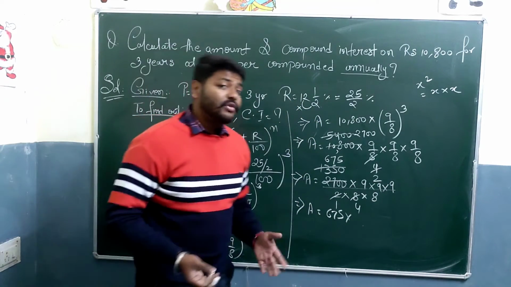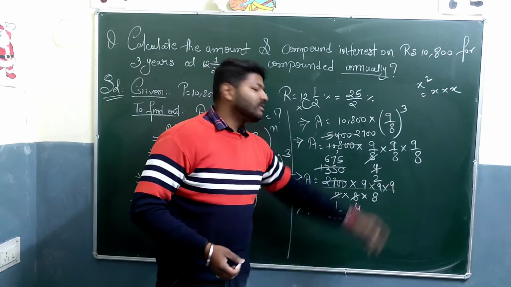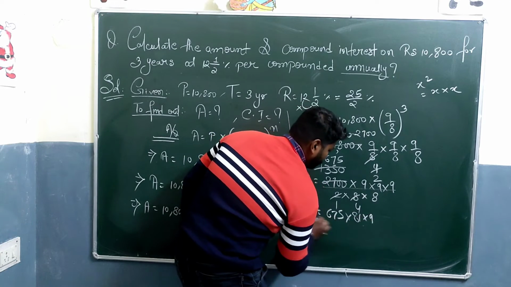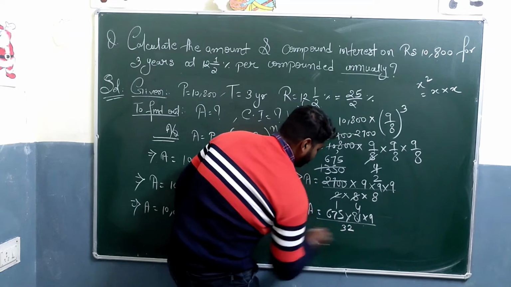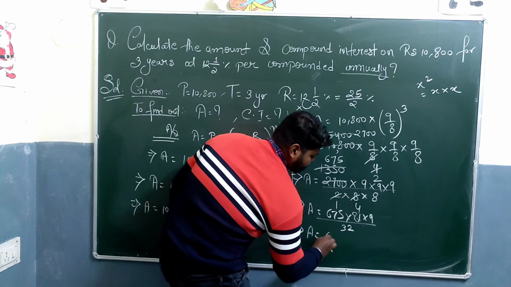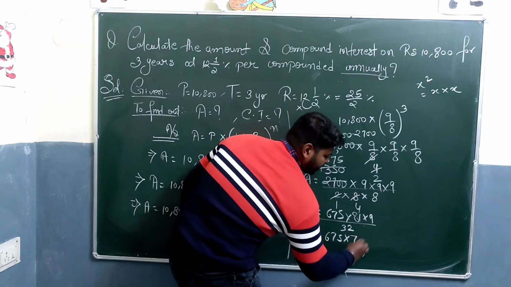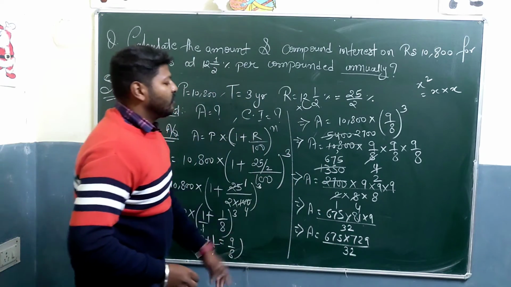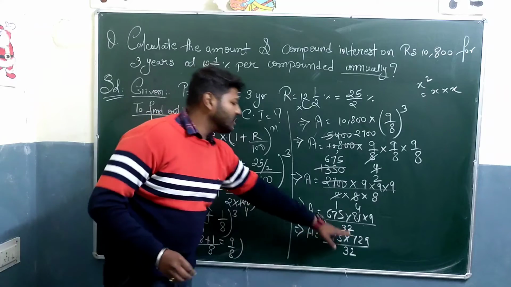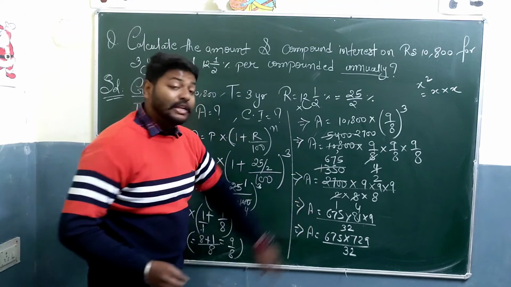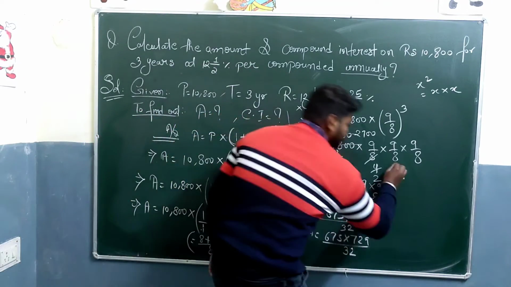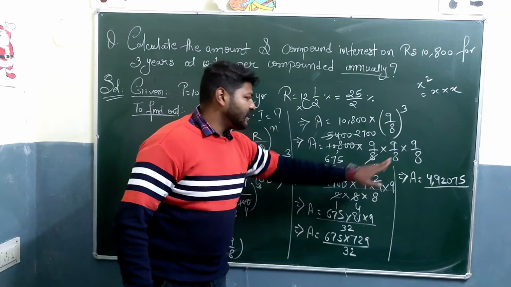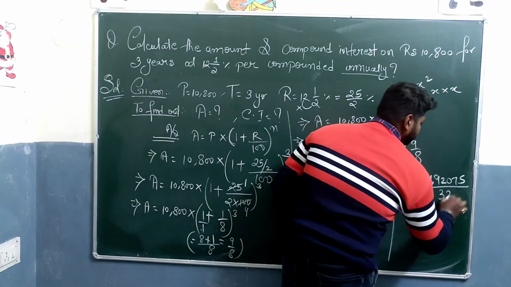What is the square of 9? That is 81. And third, multiply 81 into 9, that is 729. 4 eights are 32. So we get the value 675 into 729 upon 32. If we multiply the numerator and then divide by the denominator, we will get the amount. So let us multiply this and divide by 32.